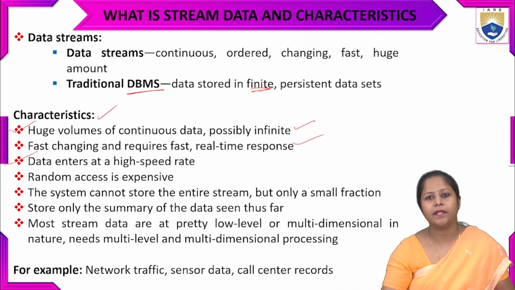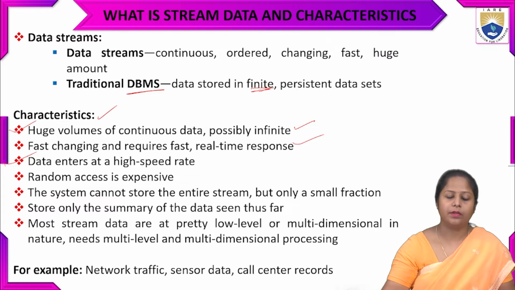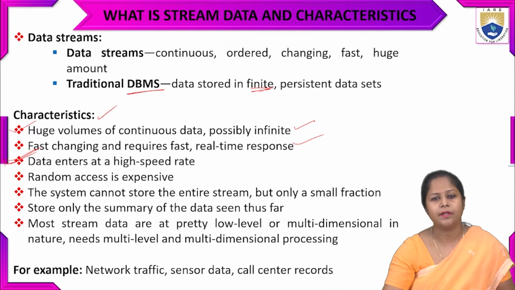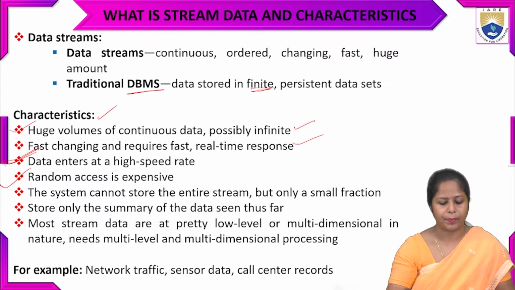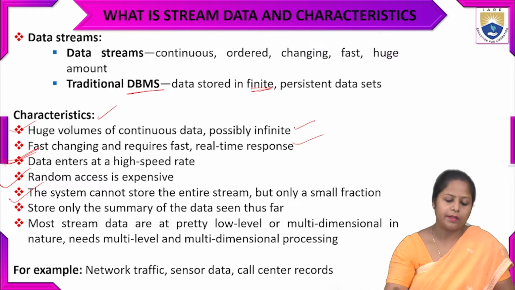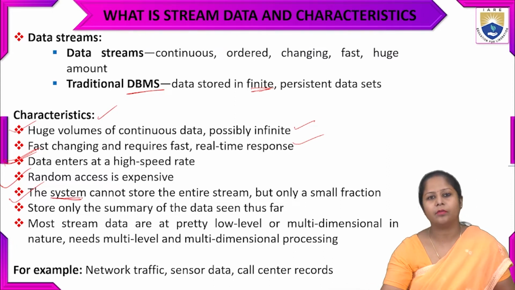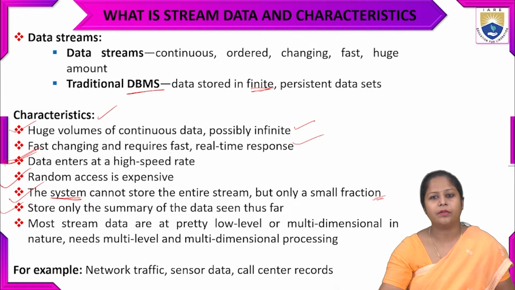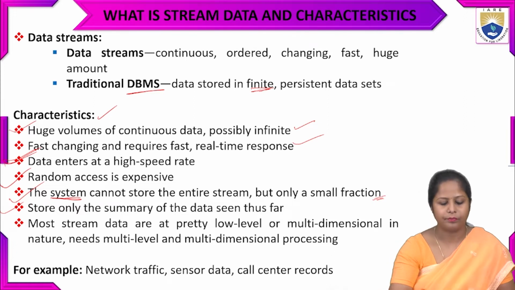Data enters at a high speed rate while we are storing the data. Random access is expensive. If you are going to fetch some of the data randomly, that is very expensive. The system cannot store the entire stream. In any computer system, the entire stream cannot be stored, but only a small fraction. The data stream stores only the summary of the data seen thus far.